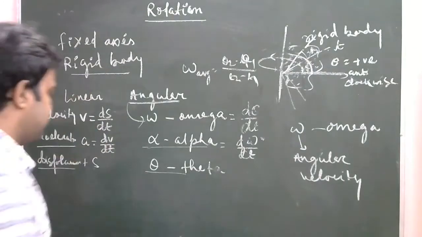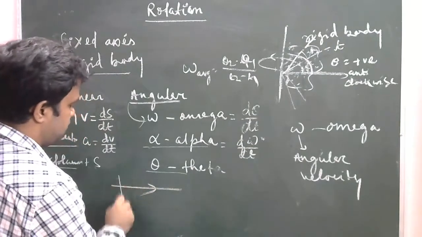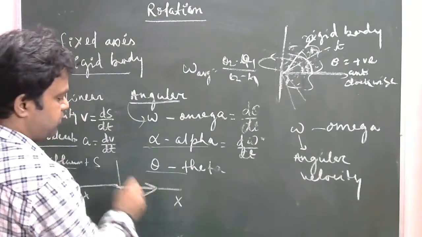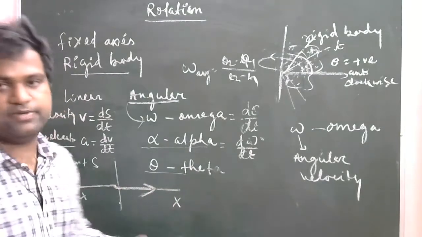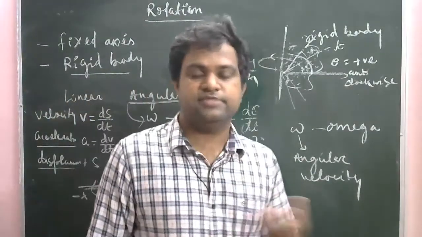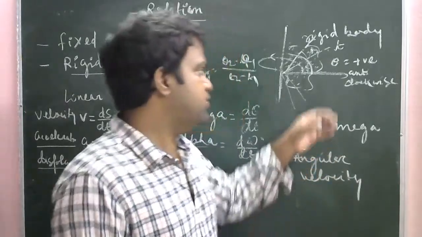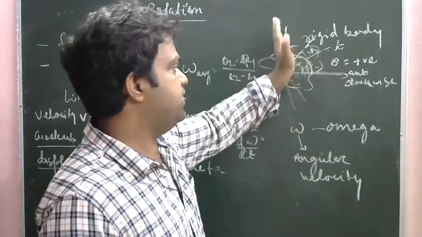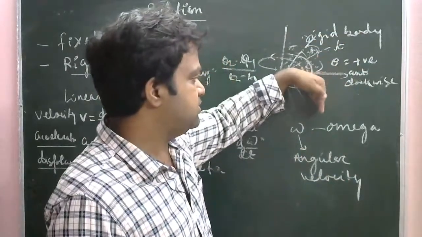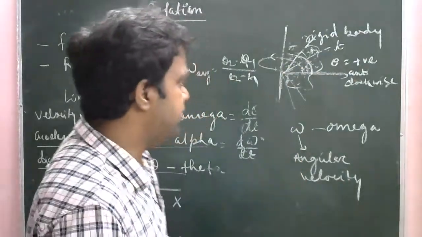Like in the case of linear motion, suppose this is your plus x and this is your minus x. If the object is moving in the plus x direction, then we say the displacement is positive. If the object is moving towards the minus x direction, then we take it as a negative displacement. In the same way, if theta is anti-clockwise, you take the angular displacement as positive. If theta is in the clockwise direction, then we take theta as negative.